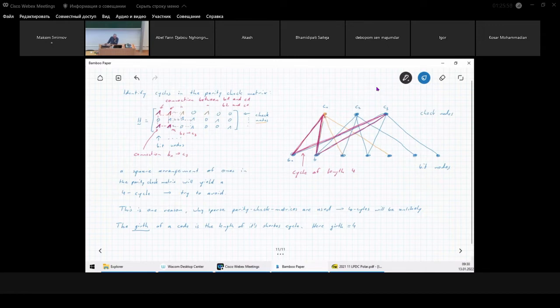So this is one reason why our 7,4 Hamming code will not be a very good LDPC code. It will be limited in performance due to these 4 cycles that appear here, obviously. So not a very good parity check matrix here that we've chosen.